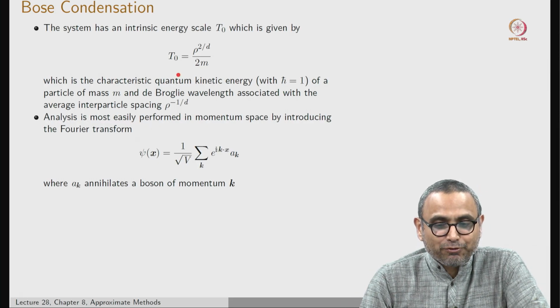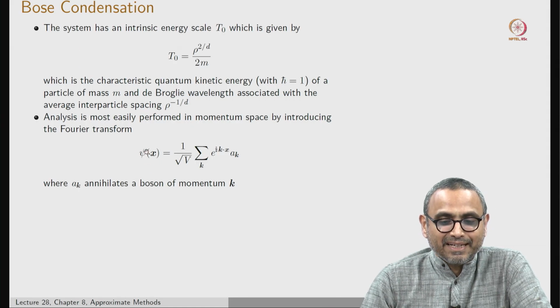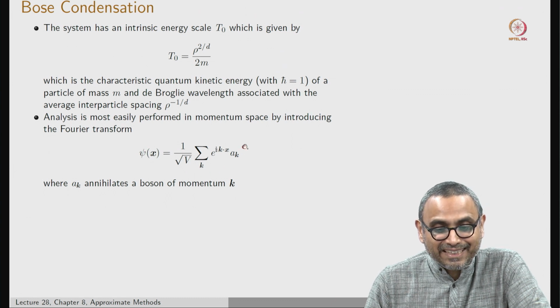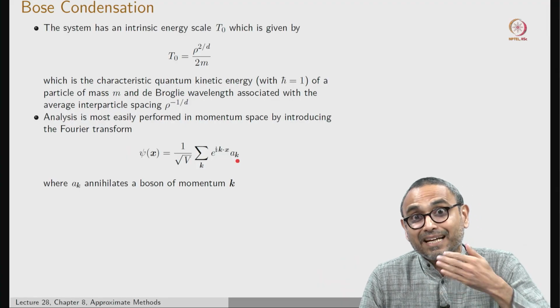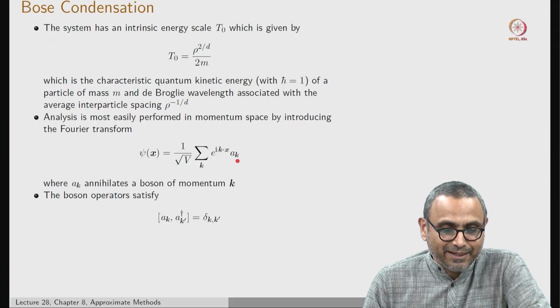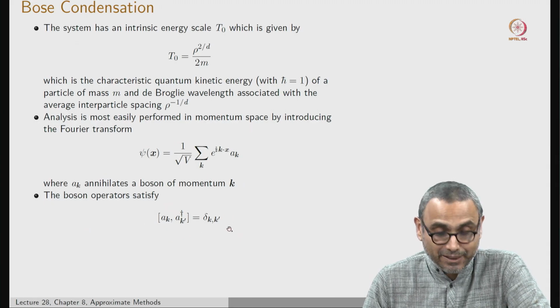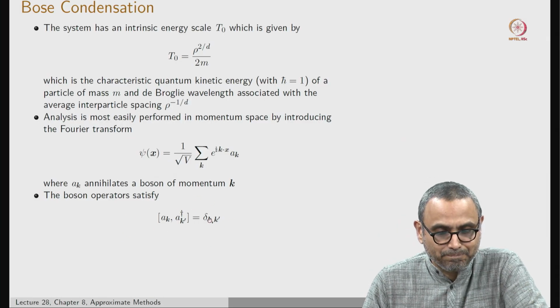Now you can perform the analysis by introducing Fourier transform. The Fourier transform of the annihilation operator phi of x is written as ak. So this is an annihilation operator with momentum k. What this will do is, if I have some bosonic state and I hit ak on it, it will kill one particle from the momentum state k. Okay. And these bosons satisfy the commutation relations, ak a dagger k prime is delta k k prime. So this is the correct commutation relationship. The one on the previous slide has to be corrected.